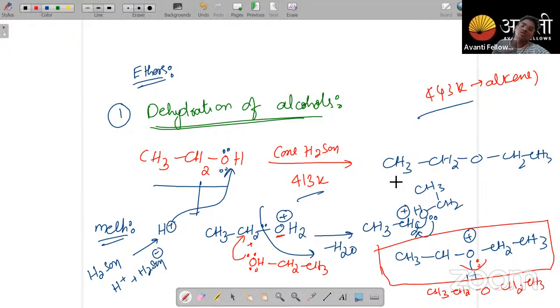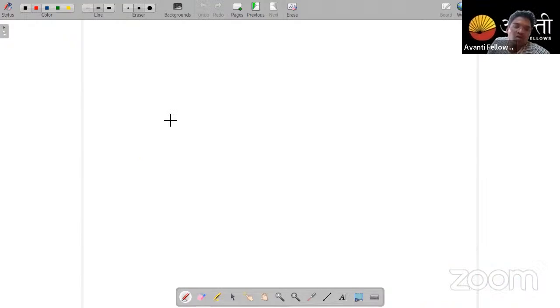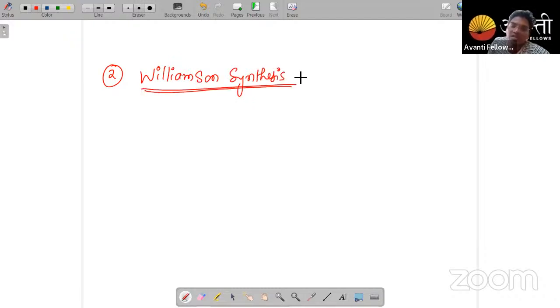Okay, so this is the mechanism for the preparation of ethers. Now, the second very important topic is Williamson synthesis. What is Williamson synthesis, and what is it helpful for?